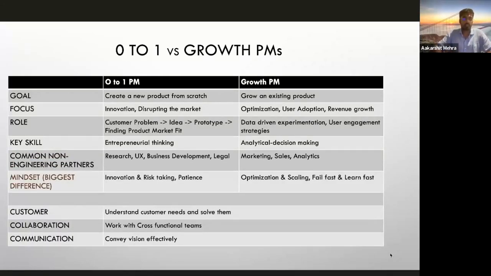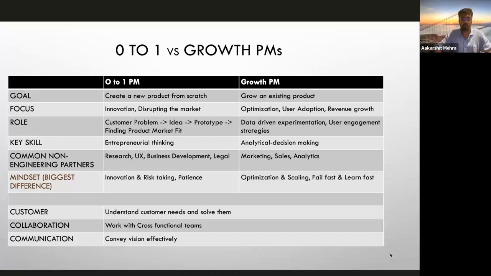The next set of product management roles are 0-1 versus growth PMs. And this is probably my favorite slide from today's session, because I've done these two different roles on the same set of products. So the 0-1 PM, as the name suggests, is somebody who brings a new product live, or in some cases, even a new business live into the market, whereas a growth PM role is something where the product already exists and the responsibility of the product manager is to understand the product better, understand customer perception and feedback about the product better, and grow the product, grow the engagement and adoption of the product, and increase the business through it.